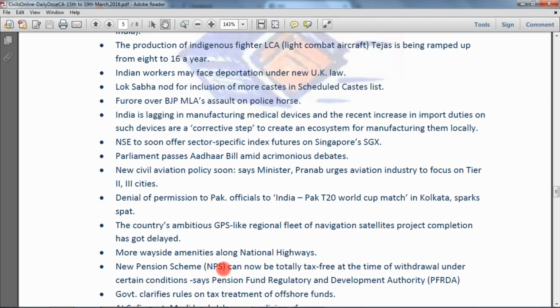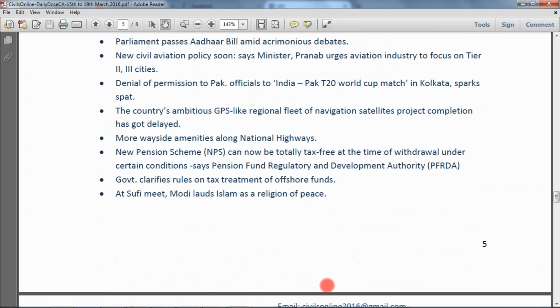New pension scheme NPS can now be totally tax-free at the time of withdrawal under certain conditions, says the Pension Fund Regulatory and Development Authority of India. Government clarifies rules on tax treatment of offshore funds, and at World Sufi Meet, Modi lauds Islam as a religion of peace.